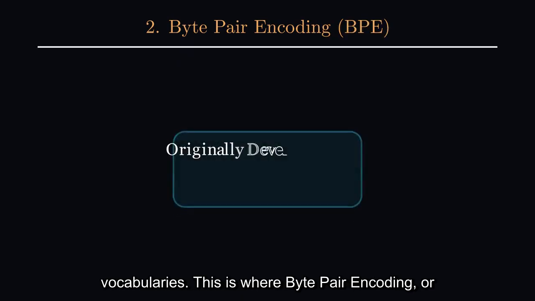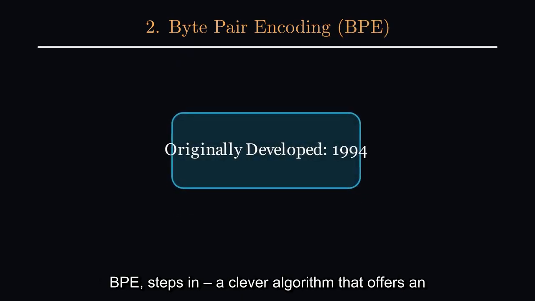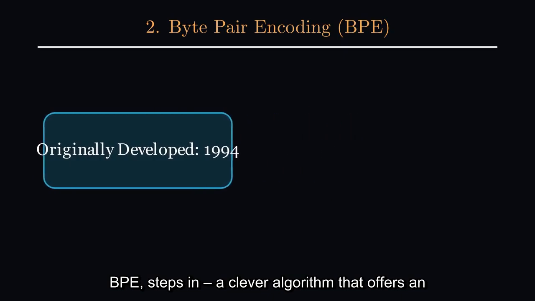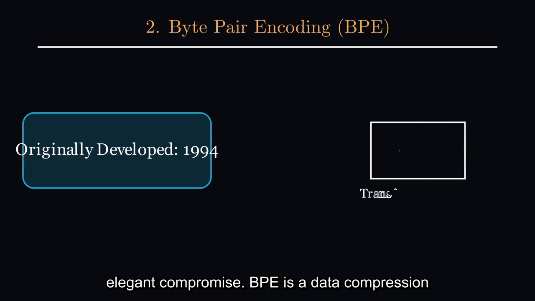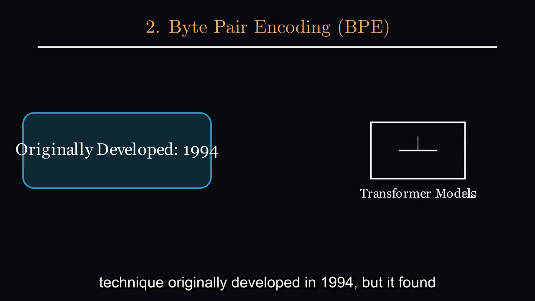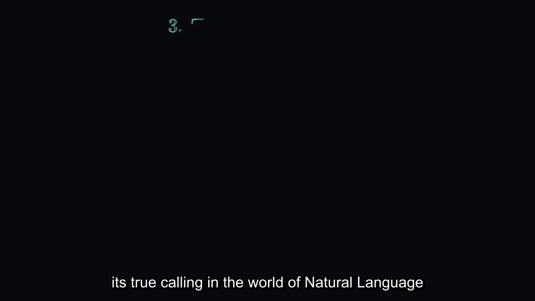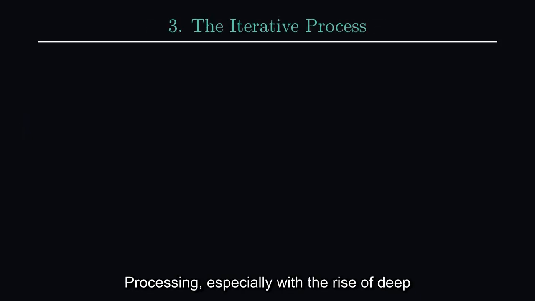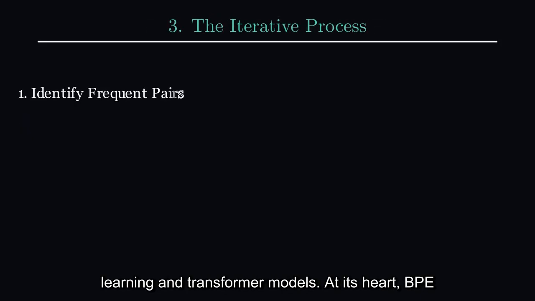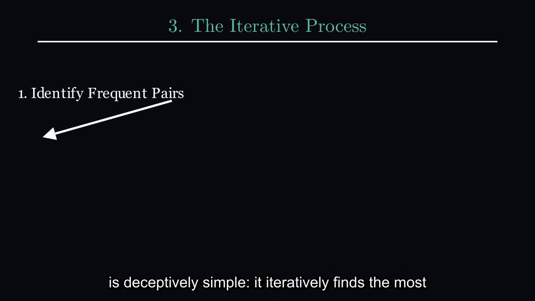This is where byte pair encoding, or BPE, steps in, a clever algorithm that offers an elegant compromise. BPE is a data compression technique originally developed in 1994, but it found its true calling in the world of natural language processing, especially with the rise of deep learning and transformer models. At its heart, BPE is deceptively simple.